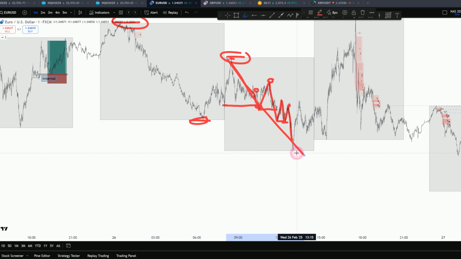Hopefully that makes sense. That is external versus internal structure and, more importantly, market structure.